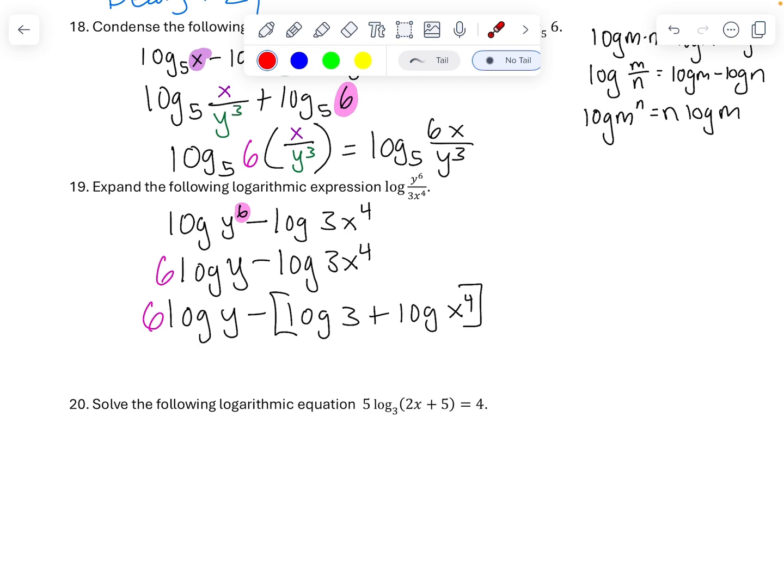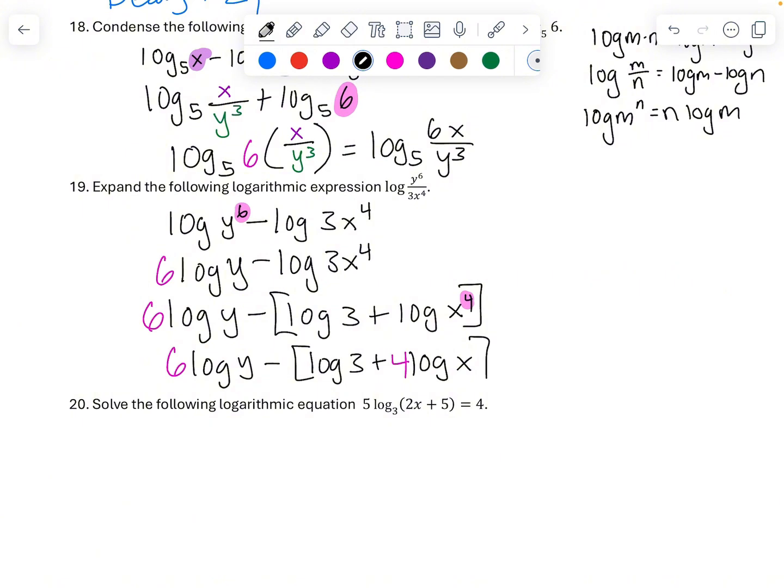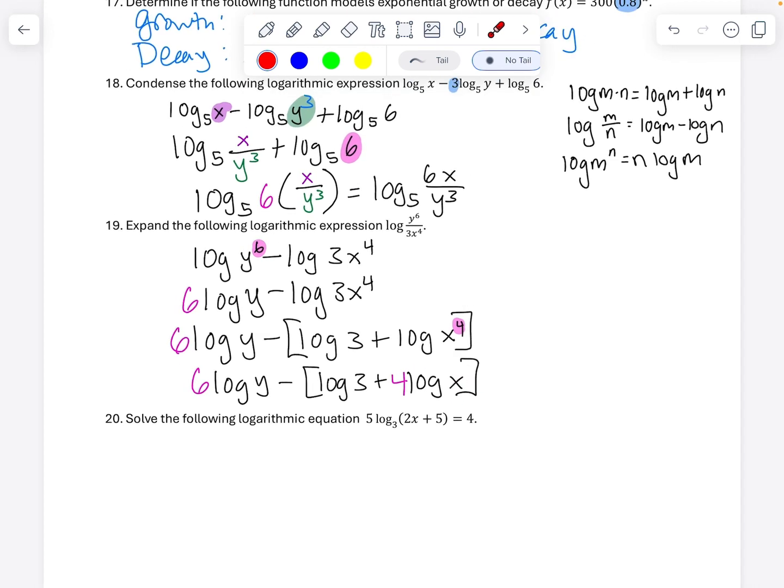Okay, so from there, again, I'm looking left to right to see if I can do anything else. Can't do anything else here. Can't do anything to that 3, but I can do something here. I can bring that 4 down from that exponent. So I'm going to have 6 log of y minus log of 3 plus 4 log of x. And now just a final check to make sure I can't do anything else. Can't do anything else here, can't do anything else there. So I am done. Okay, so that is how we expand and condense logarithms.